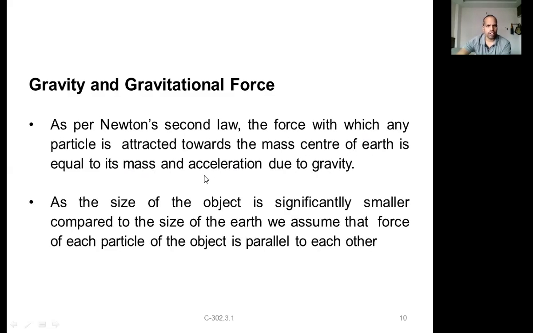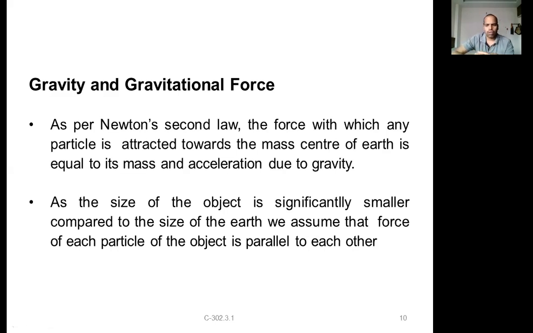Due to gravity, as the size of the object is significantly smaller compared to the size of the Earth, we assume that the force on each particle of the object is parallel to each other. Means the gravitational force attracts vertically downwards towards the center of the Earth. So that is nothing but your gravitational force, the direction of the line of action of the gravitational force.